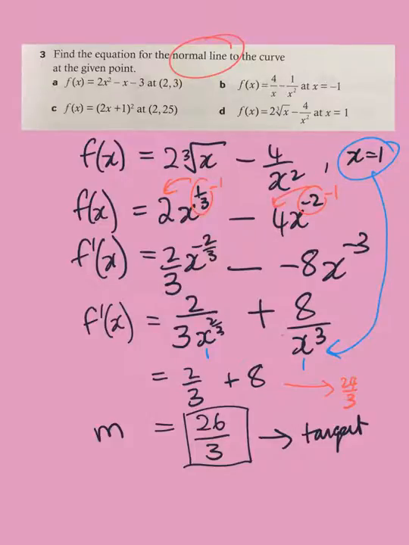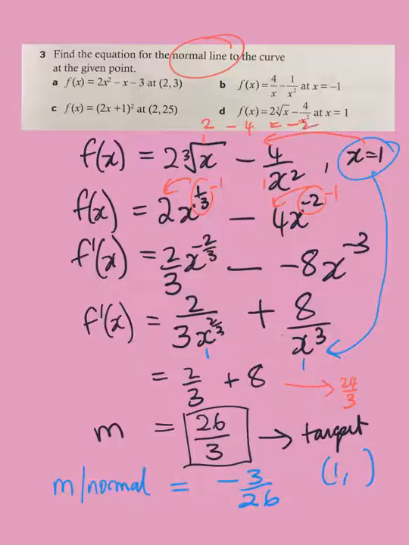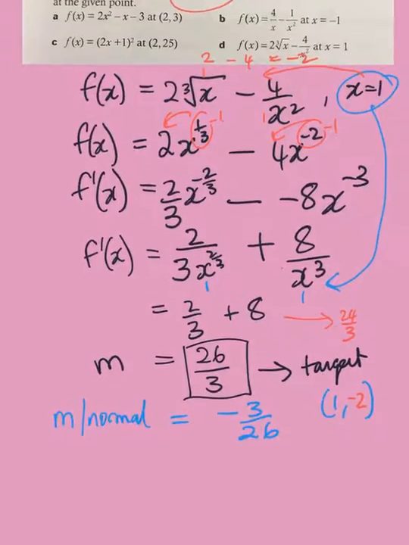So if that's the gradient of the tangent, the gradient of the normal is going to be the negative inverse of that. So we're going to get negative 3 on 26. Yuck. Now, we know that x is equal to 1, but we don't know what y is. So we have to go back and put 1 into the original equation to find out what y is. So put 1 in there and 1 in there. So it's just going to be 2 minus 4. So that's negative 2. So that's what we need there to put into our equation to get the equation of the normal.